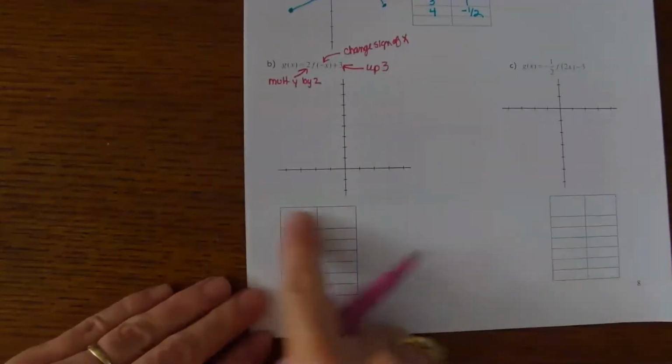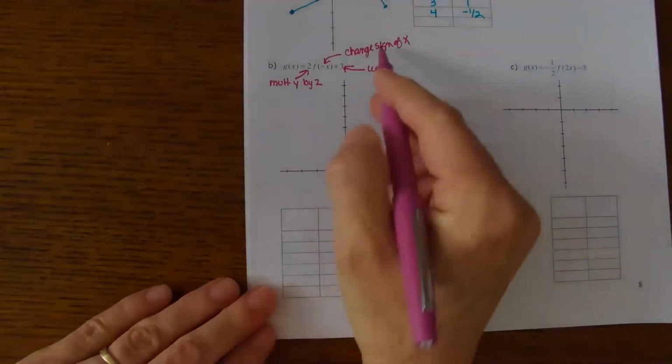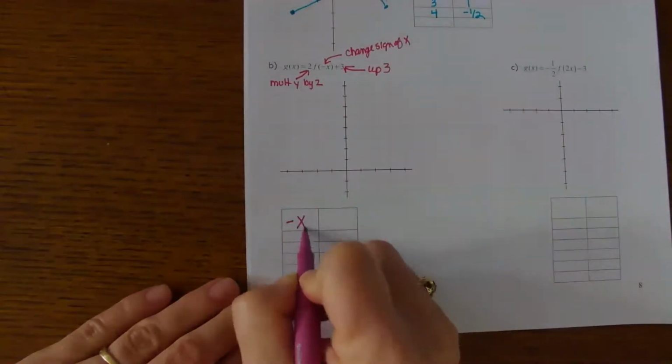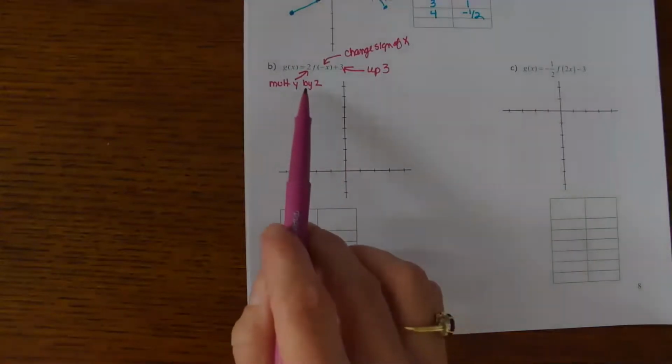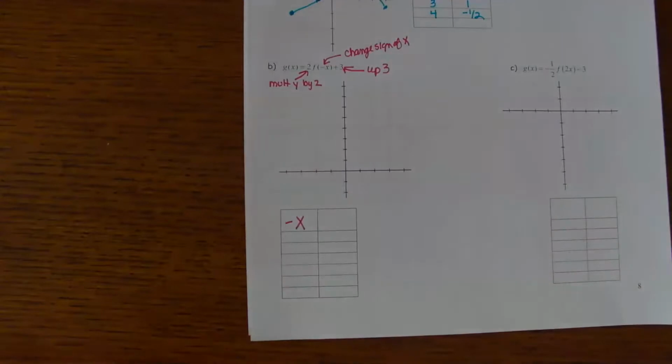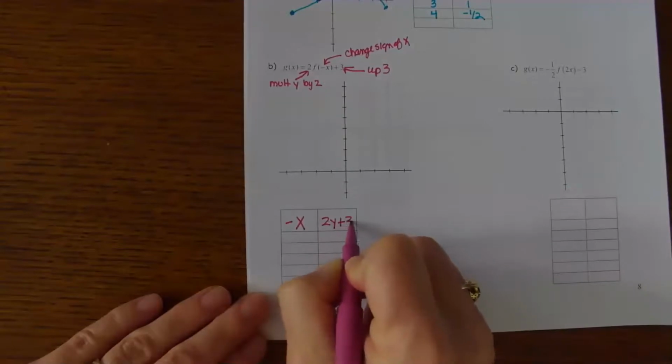Okay, so tell me, what are you going to do to X and Y right there? You're going to change the sign of X, so that's negative X. And what are you going to do to the Y's to get them to be in the correct spot? You're going to double them. And if we go up 3, what do we do to the Y to make it go up 3? We add 3, right? So that's going to be 2Y plus 3.